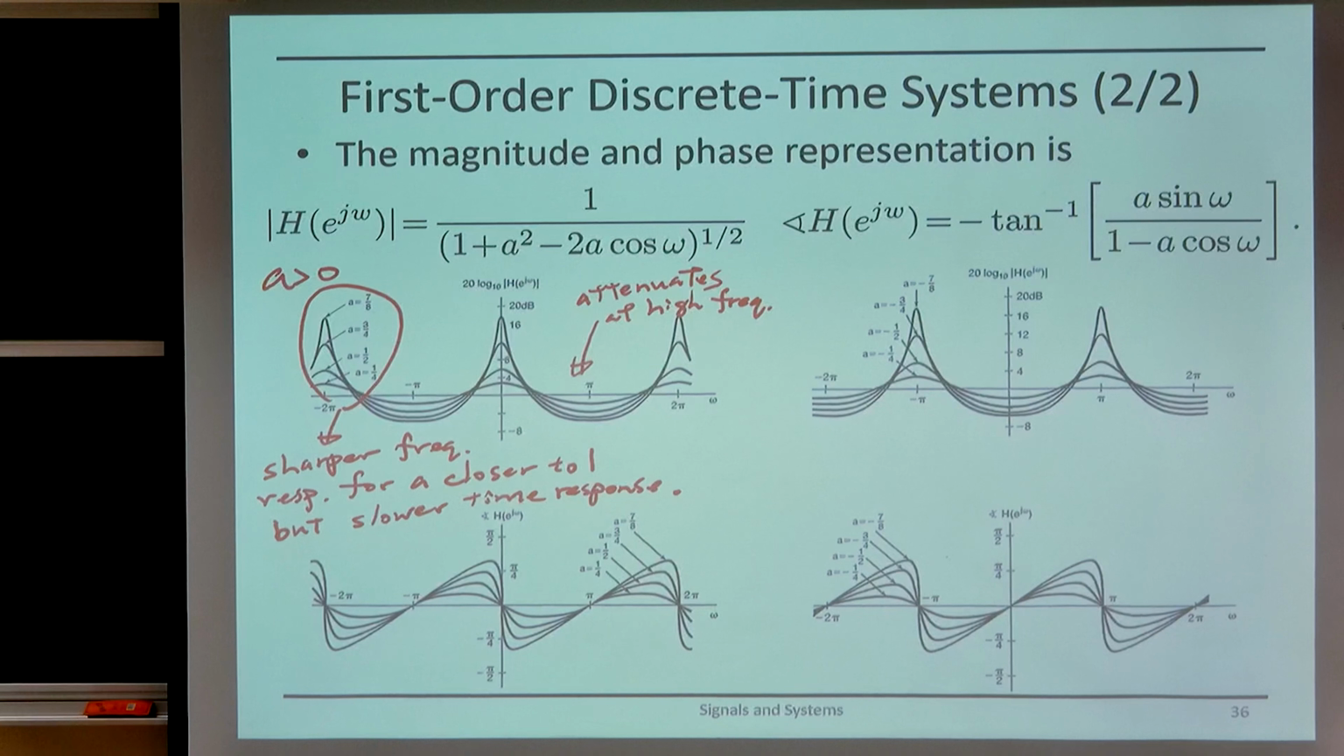Okay? So this is a trade-off that is somewhat similar to what you see in continuous time. Okay? Now when A is less than 0, then the behavior is opposite. In this case, as omega increases towards pi, this denominator actually becomes smaller and the whole thing becomes bigger. So in that case, you actually peak out at high frequency instead of at low frequency. Okay.